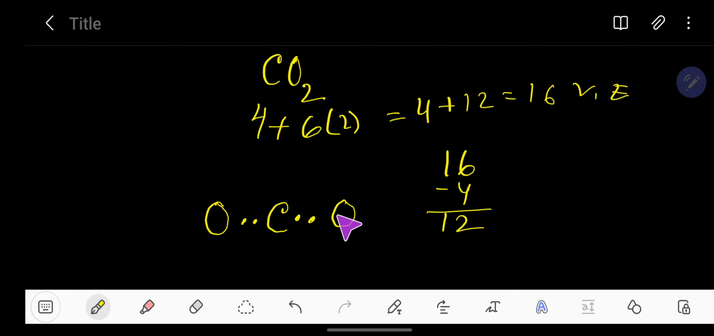Now satisfy the octet for the outer atom first. This oxygen has 2 and it can take a maximum of 6 to satisfy its octet, and now you have used 6, so now you have 6 left. So let us put here 6, right?